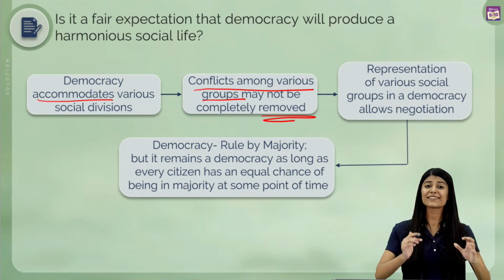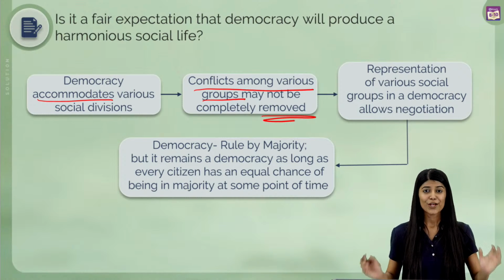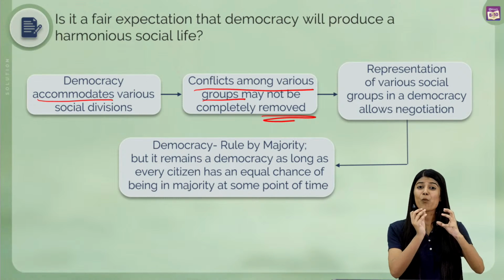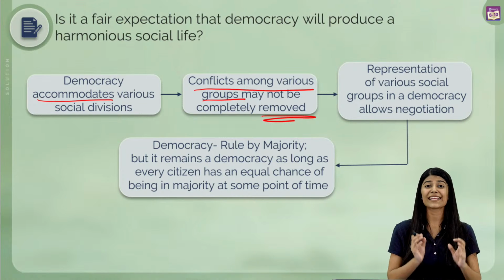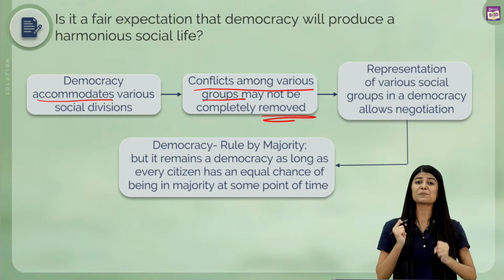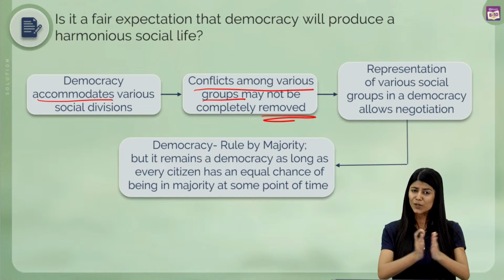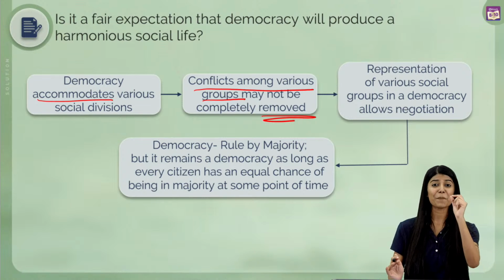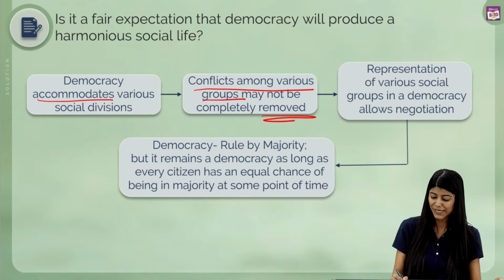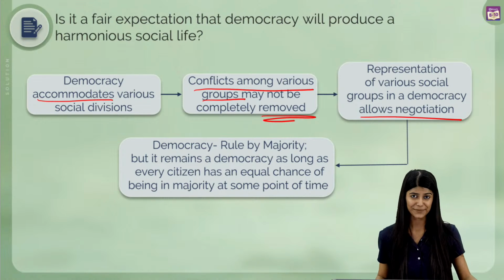So democracy tends to have a representation of all the social groups, in which they can voice out their issues and try to resolve the conflict. This gives us the power to speak up. We don't know what the consequence would be, but all the different social groups are getting a platform to voice out their opinions, and this in turn allows negotiation.